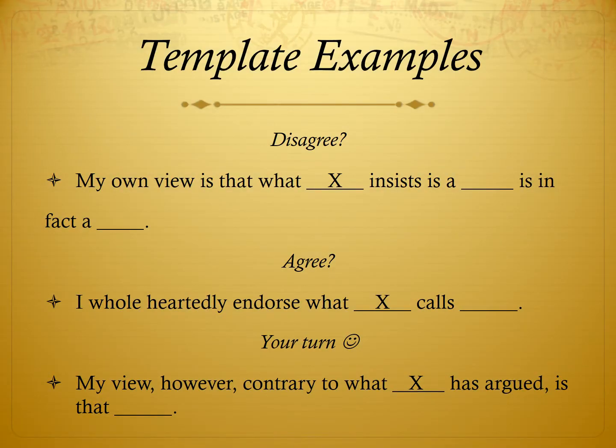Here I present some template examples for embedding voice markers. A template which displays disagreement: "My own view is that what Sarah insists is a good cookie is in fact a horrible cookie." Agreement: "I wholeheartedly endorse what Sarah calls tasty." Now you give it a try. Nice. Embedded references like these allow you to economize your train of thought and refer to other perspectives without major interruption.